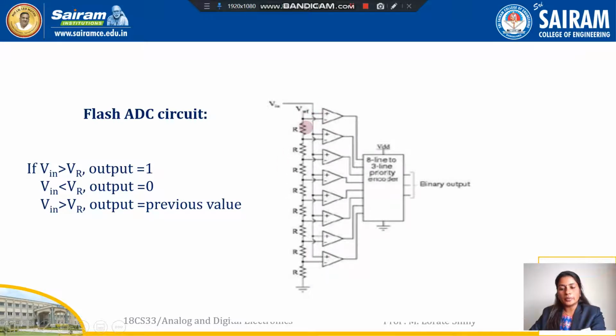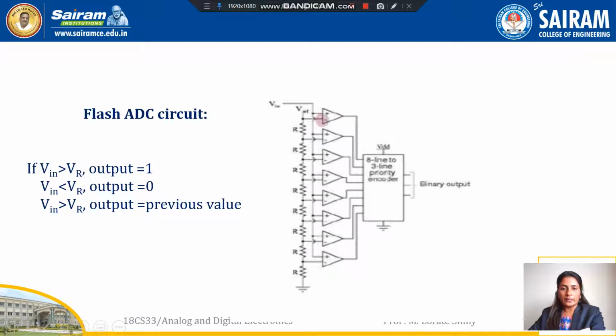We have to use a potential divider network also. So you can see here 1, 2, 3, 4, 5, 6, 7, 8 resistors are connected. As many comparators as we are using, that many resistors we should connect. This level reference voltage is 0. The next level reference voltage is 1 by 8 VR. Next is 2 by 8 VR, 3 by 8 VR, 4 by 8 VR, 5 by 8 VR, 6 by 8 VR, 7 by 8 VR.